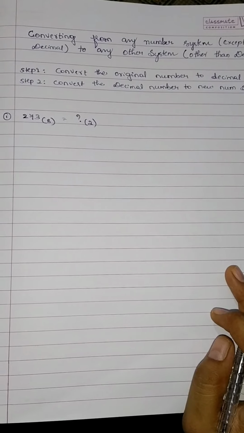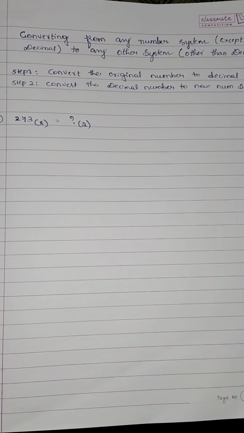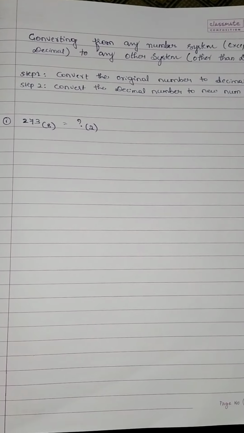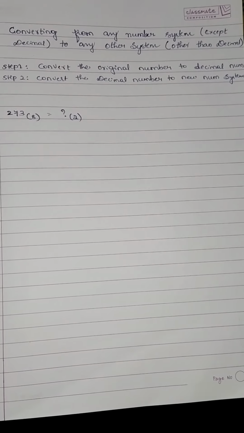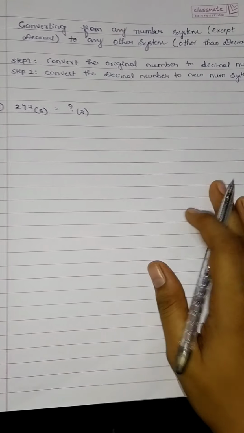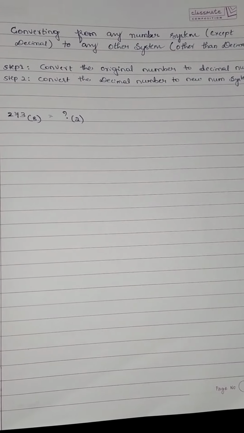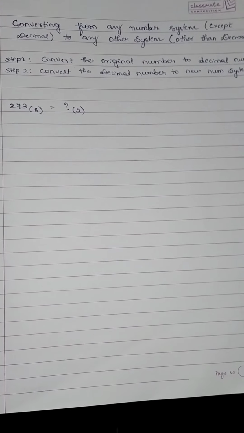Hello students, till now we have learned how to convert the given number system to decimal number system, or from given decimal number system to any other number system. That means from decimal to another number system or from another number system into decimal. Now we'll see how to convert from any other number system into any other number system other than decimal. That means we need to convert binary to octal or octal to hexadecimal to binary, like that.